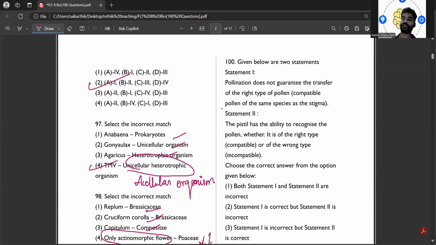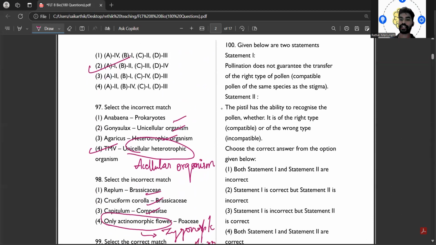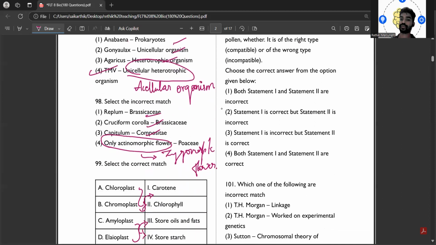Moving on to the 100th. What does it say? Given below are two statements. Statement one says that pollination does not guarantee the transfer of the right type of pollen, which is correct. Statement two says that the pistil has the ability to recognize the pollen, whether it is of the right type or the wrong type. So both statement one and statement two are correct.